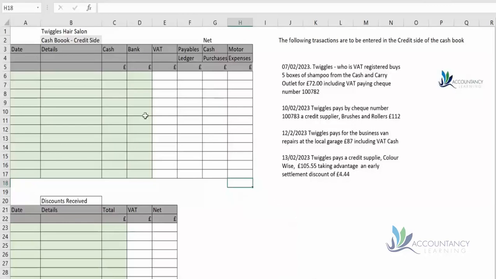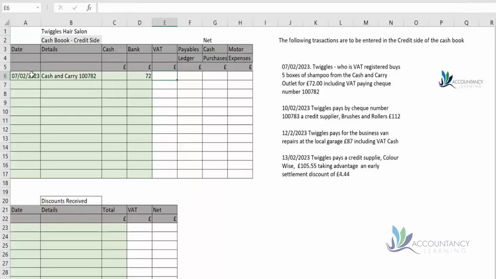100782. So let's write in the payment for the 7th of February 2023, paid to Cash and Carry, cheque number 100782, paid out of the bank £72. And that records the payment in the credit side of the cash book.